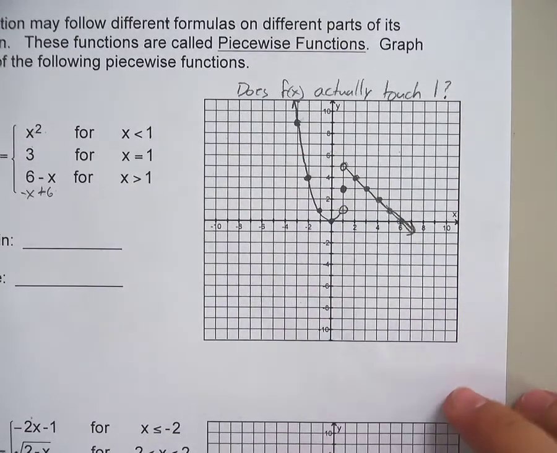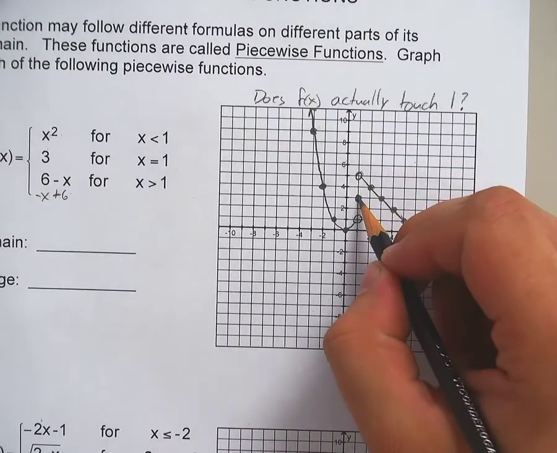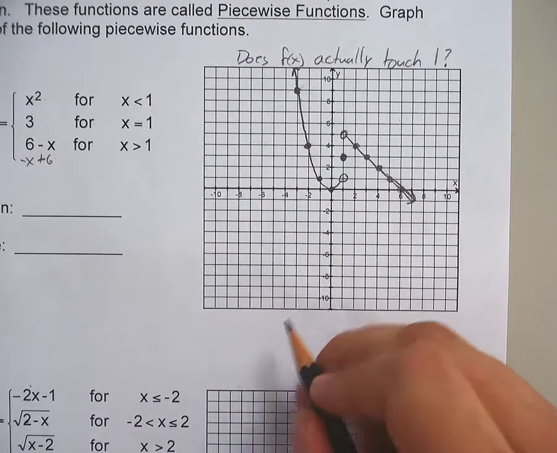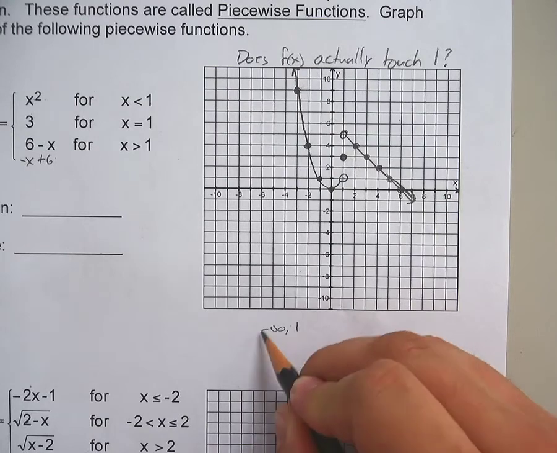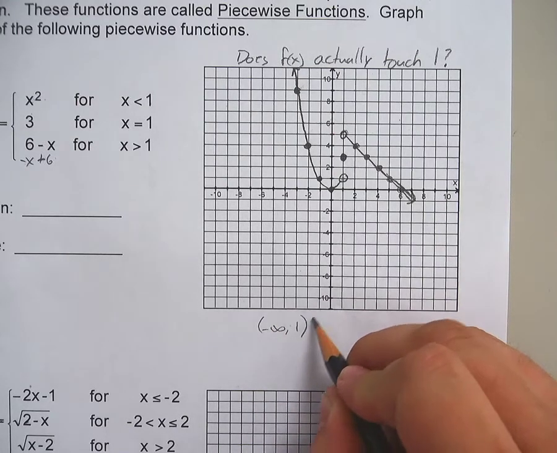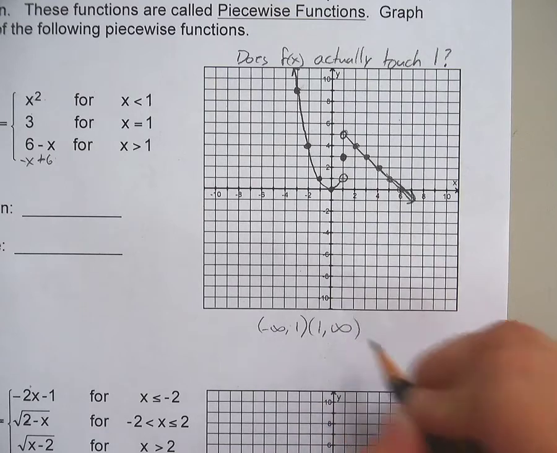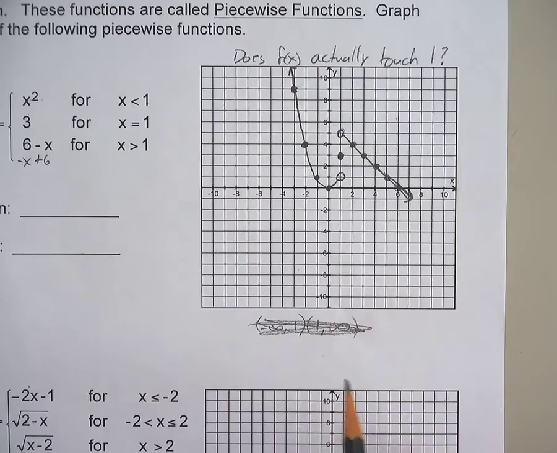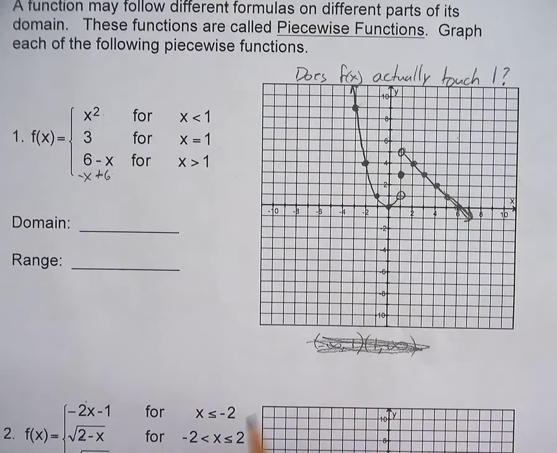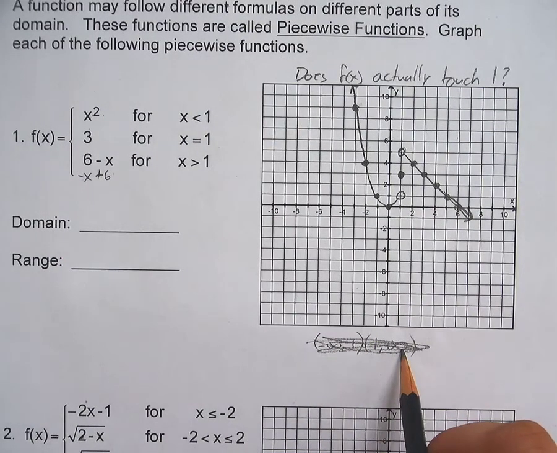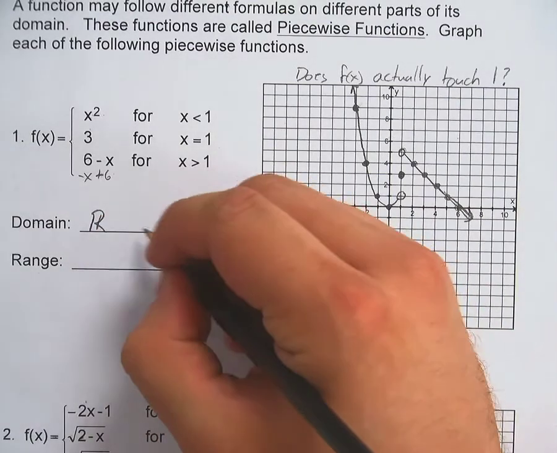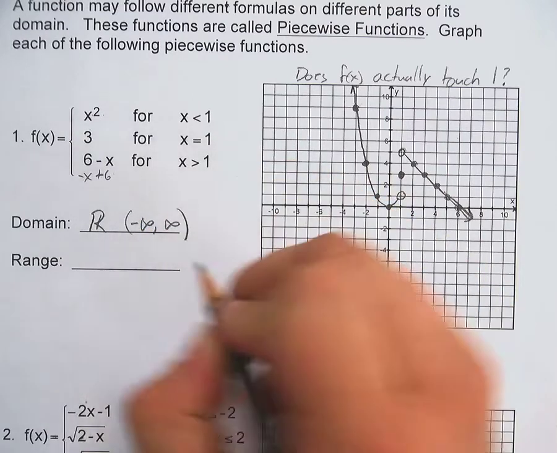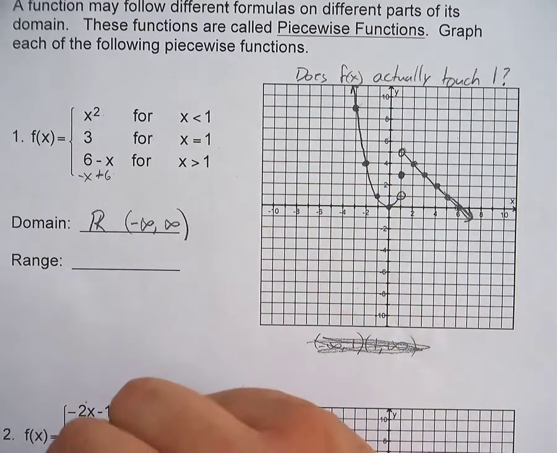Okay, so let me explain this to you. If this point was not here, let's say that point was not there, then this function's domain would go from negative infinity to 1. It would not touch 1, and it would pick back up at 1 to infinity. But since we actually touch 1, I'm going to go ahead and include it and say it's negative infinity to infinity, or all real numbers. What this tells me is that every single x value is accounted for.